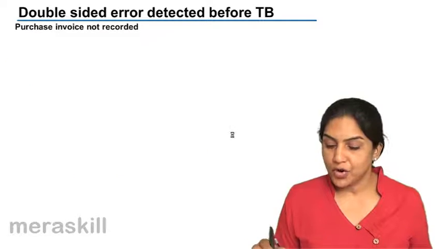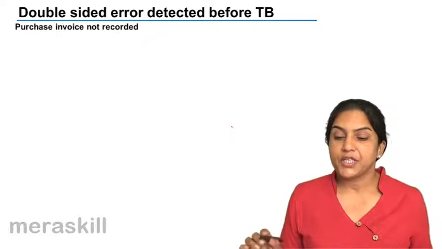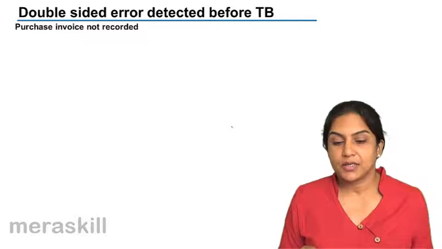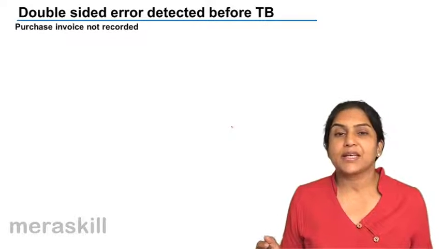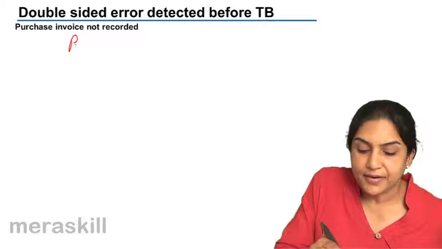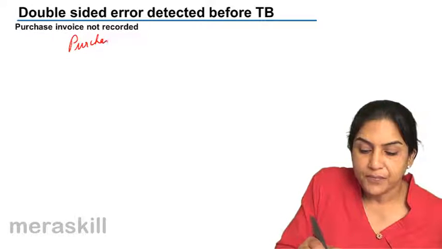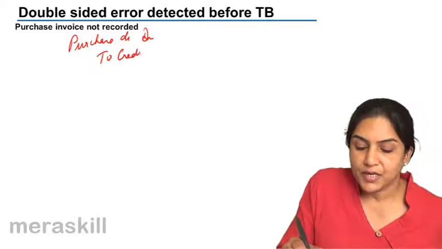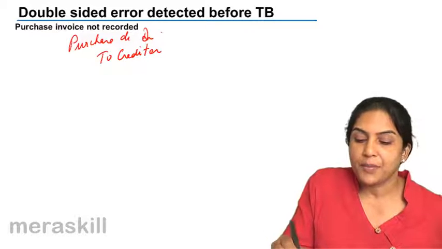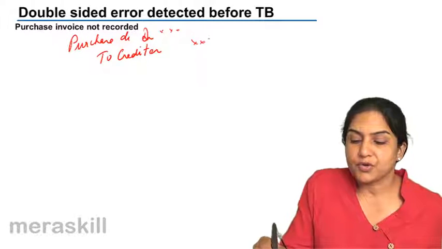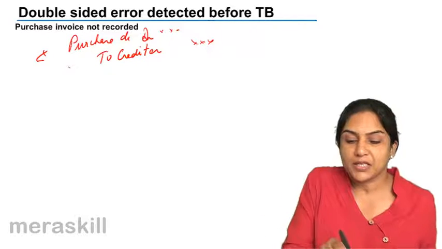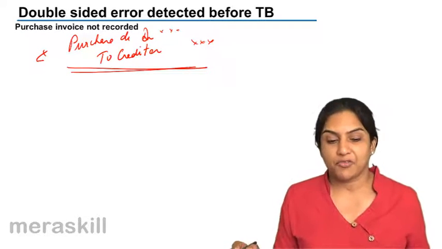Purchase invoice not recorded. Purchase invoice has not been recorded at all. So purchase is less, supplier is less. Basically, all we need to do is to pass the entry. Therefore, we would say purchase account debit to creditor, to supplier, to XYZ, whoever it is. Amount is not given, whatever is the amount. This would be the rectifying entry. The actual entry which has not been passed would be passed now, and this would be a rectification entry.